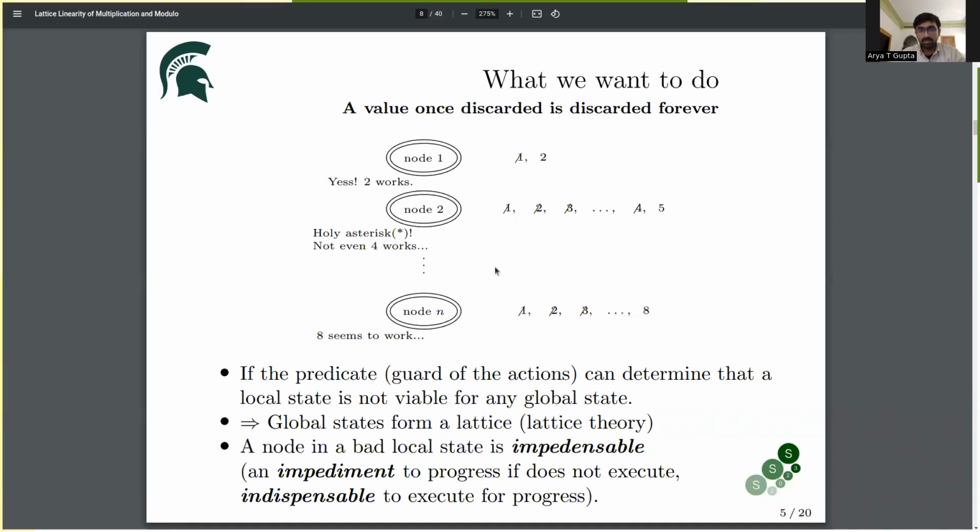How these nodes are able to discard some local state and move ahead is as follows: the predicates can determine that a particular local state is not good for any global state, and only then they make a move. So when node 2 moves from 3 to 4, it only moves when it decides that 3 is not a good state for any optimal global state.